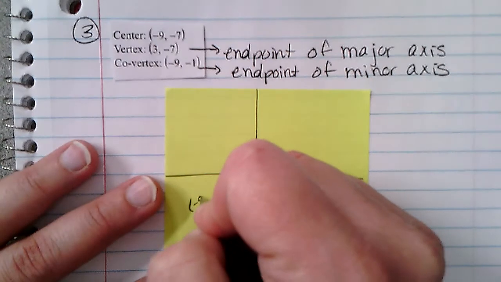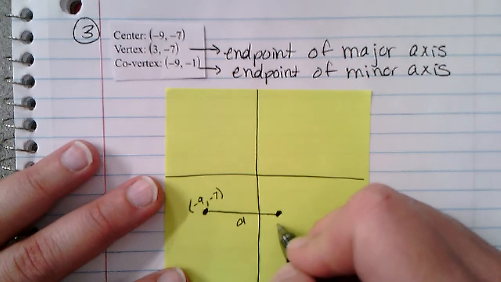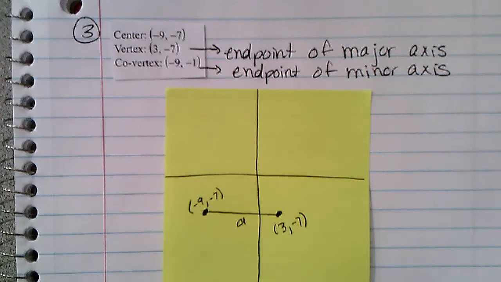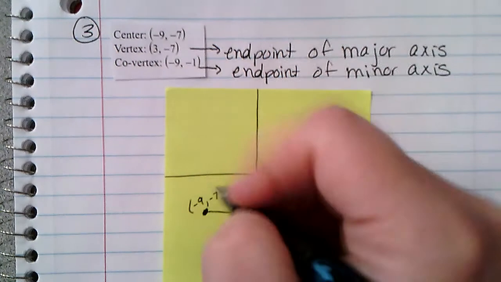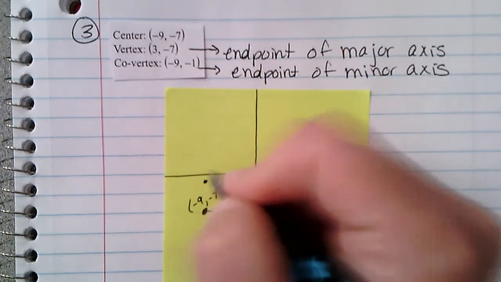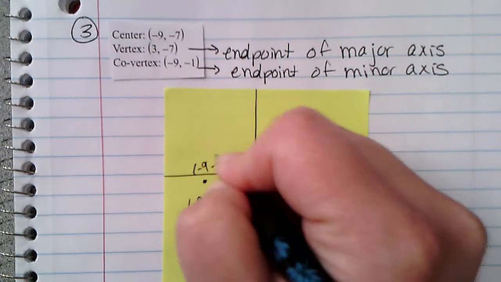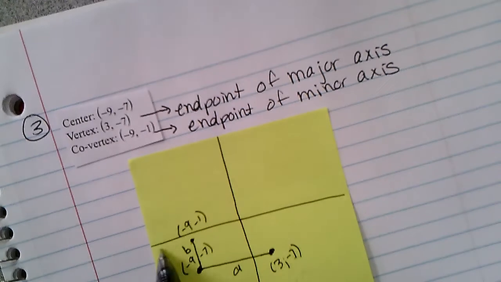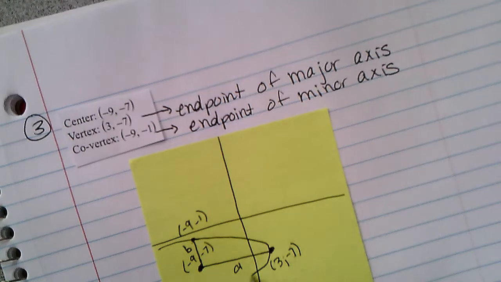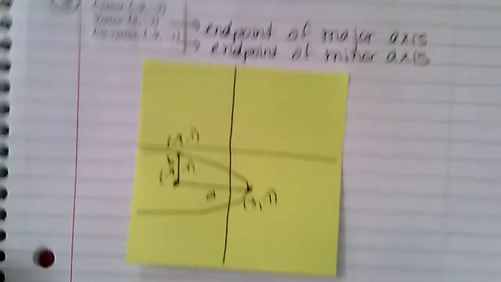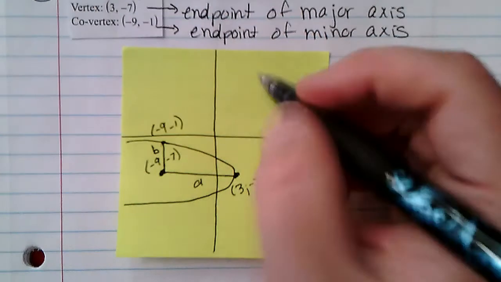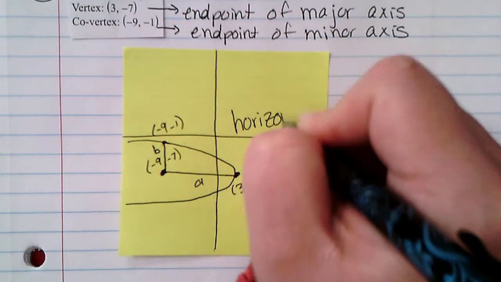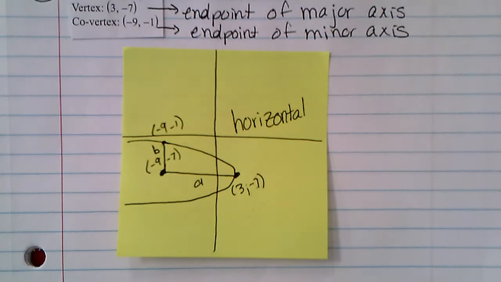Okay, so let me label these. Here's your center, -9, -7. Here's your vertex at 3, -7, sharing that y value. Then here, co-vertex, -9, -1. That shares an x value. So that is your minor axis. We'll just do a rough sketch of that. This is oriented horizontally.